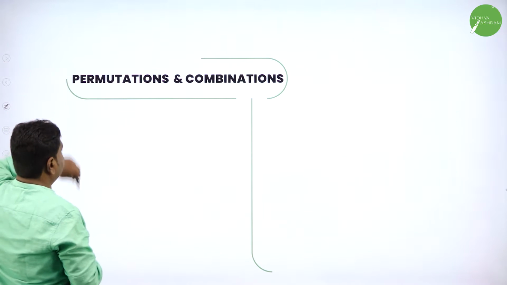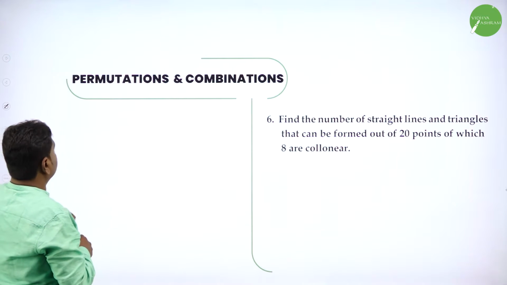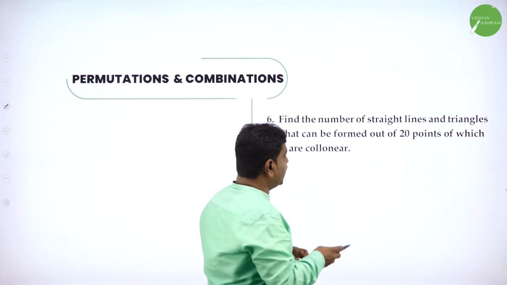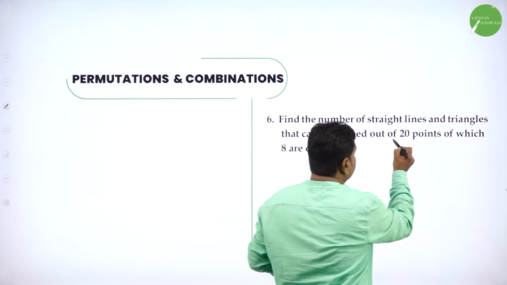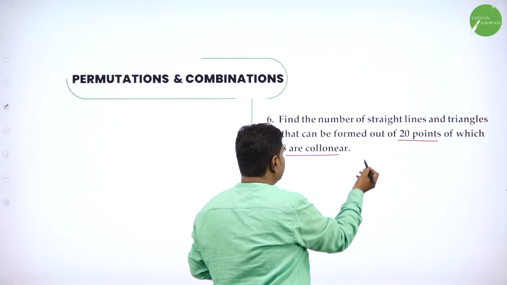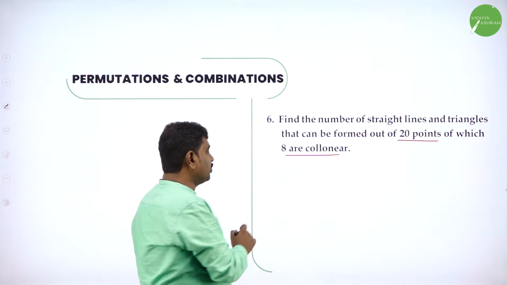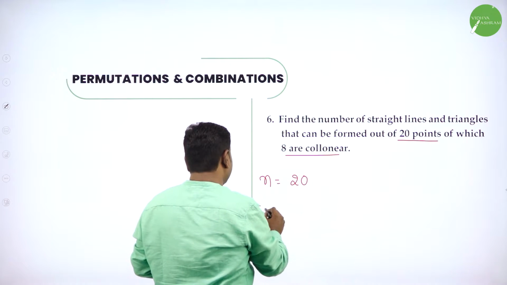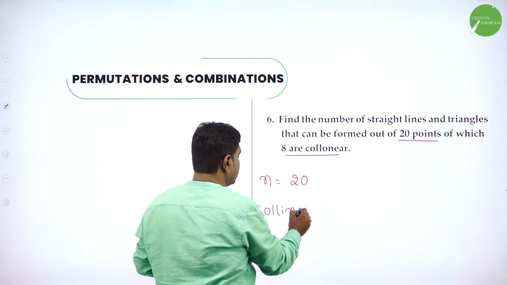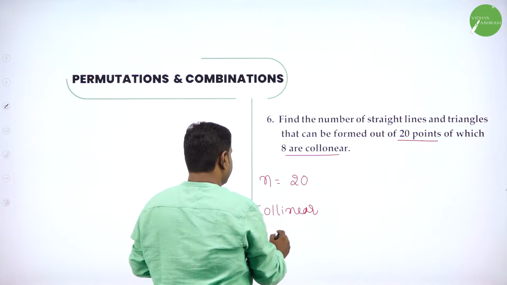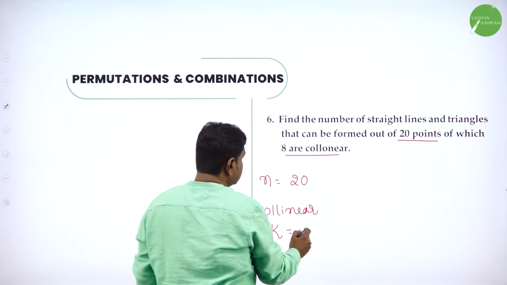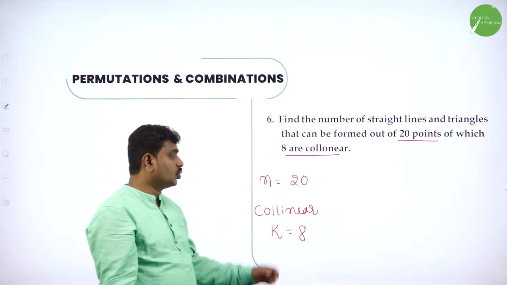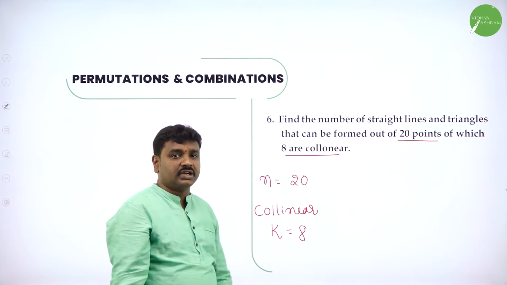So, next. Find the number of straight lines and triangles that can be formed from 20 points, out of which 8 are collinear. Total you have 20 points. Number of points, 20. Collinear means what? Points in the same line. Collinear, we have K; I will call K how many are collinear. 8 are collinear. This is given. Total 20 points are there. In that 8 are collinear.